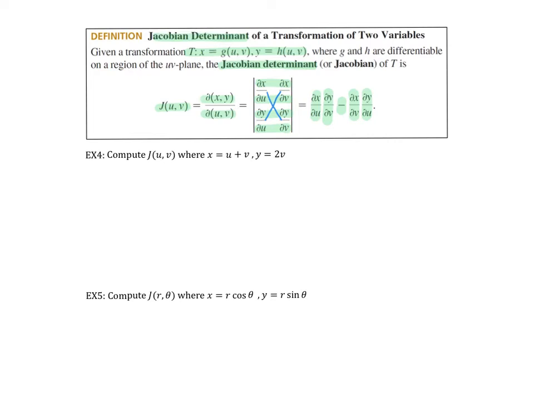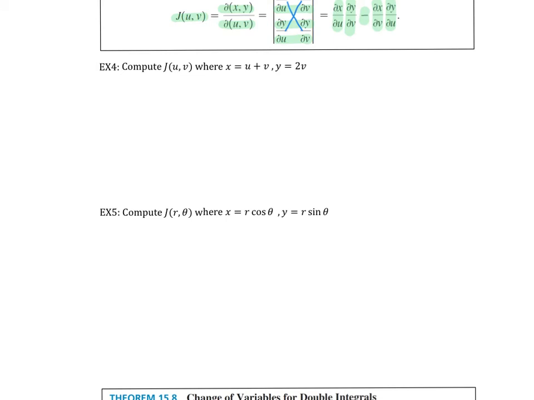In example 4, we're going to just compute the Jacobian, and we have that x is equal to u plus v and y is equal to 2v. So we're going to compute the partial derivative of xy with respect to the partial derivative of uv. The first entry is going to be the partial derivative of x with respect to u. Looking at x, that is simply 1, because v is considered a constant, and when you take the derivative it's just 0. So that would be 1. The next thing we compute is the partial derivative of x with respect to v, which is 0 plus 1. So that would be 1.